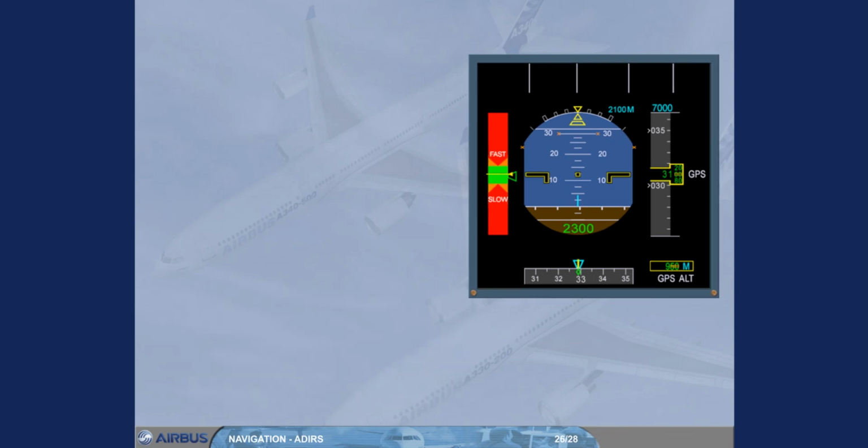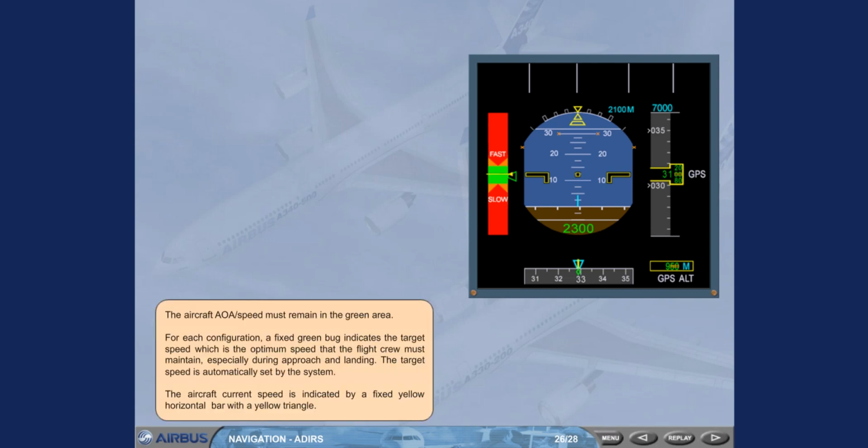The aircraft AOA speed must remain in the green area. For each configuration, a fixed green bug indicates the target speed, which is the optimum speed that the flight crew must maintain, especially during approach and landing. The target speed is automatically set by the system. The aircraft current speed is indicated by a fixed yellow horizontal bar with a yellow triangle.